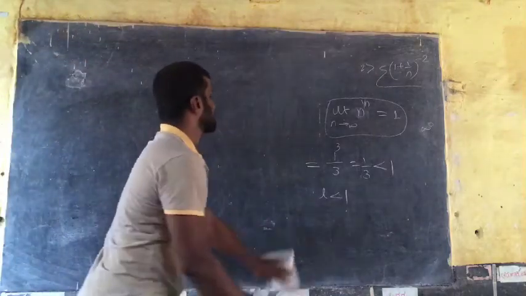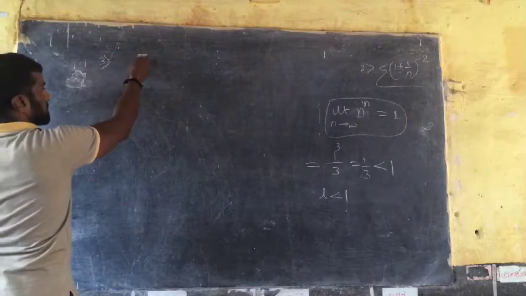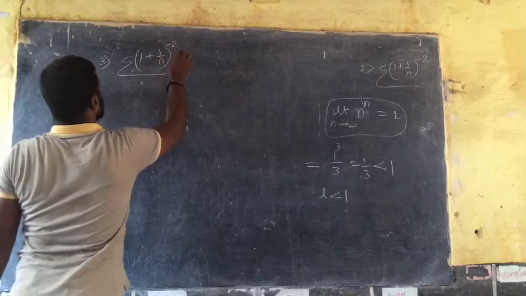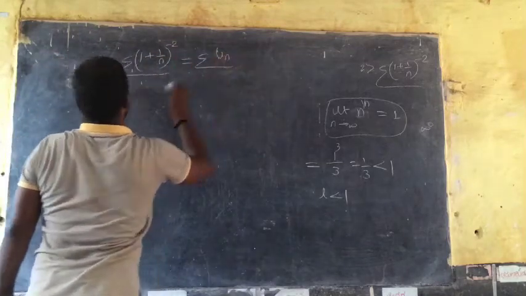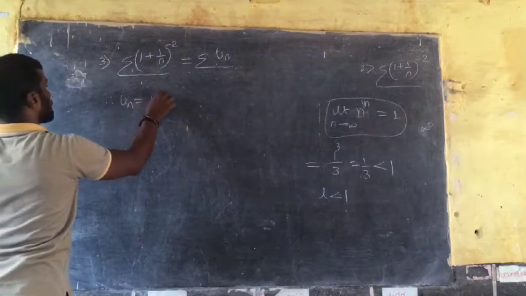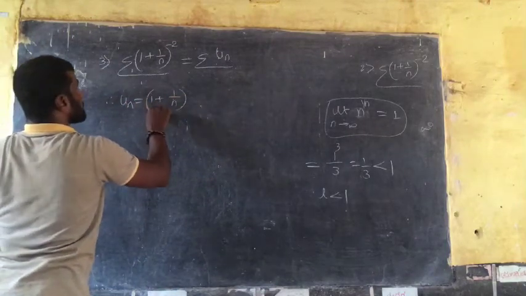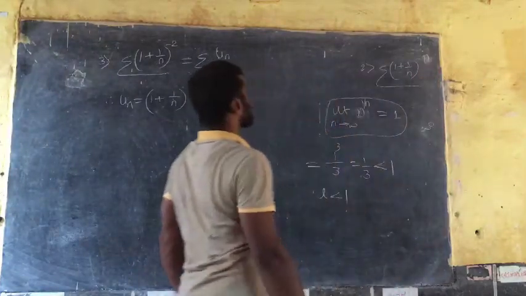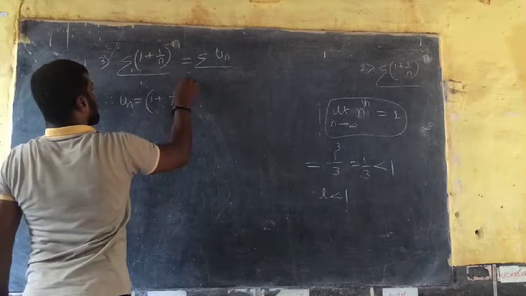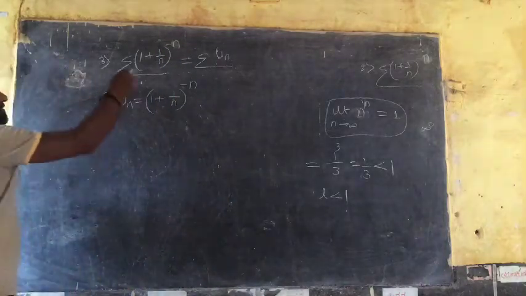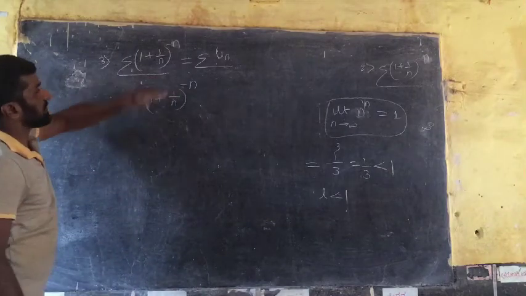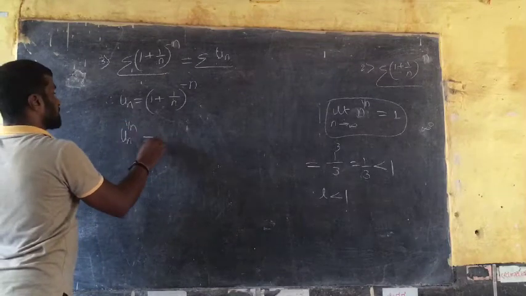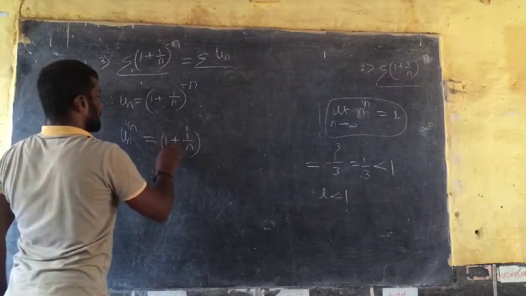third one. Third example: summation of 1 plus 1 by n raised to minus of n, that is u n. Therefore u n is equal to 1 plus 1 by n raised to minus n. One number's power is raised to another, so it is exactly the Cauchy root test. So raising the power 1 by n on both sides, 1 plus 1 by n raised to minus n, into raised to 1 by n, right?